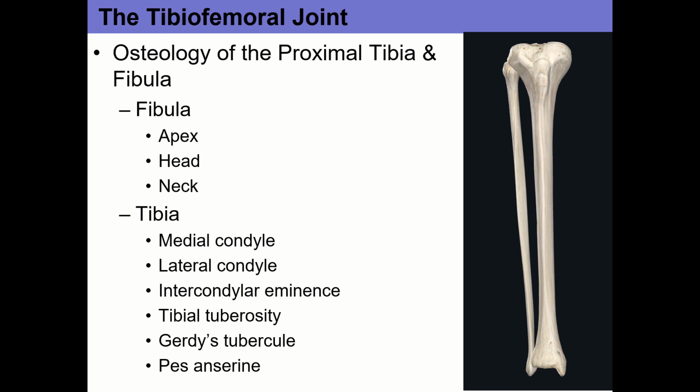The last thing on there, the pes anserine, we've talked about already some this morning. So the pes anserine is this area over here. So again, the medial aspect of the tibia, medial to the tibial tuberosity, which is here. So all of this is the pes anserine. And remember, three muscles.